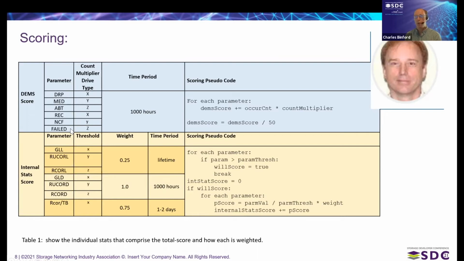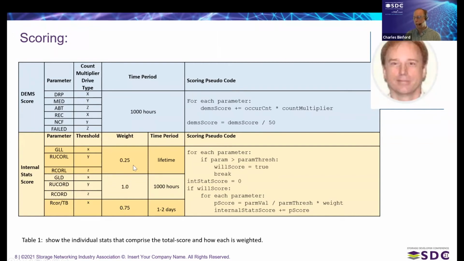And the parameters down on the internal stats, the yellowish color there, are the growth list, read unrecovered errors, and read recovered errors. And then there's kind of the same set of parameters, but looking at, instead of the lifetime values, which are the parameters that end in an L, the parameters that end in a D, for the 1,000-hour delta values, and then the recovered errors per terabyte at the bottom. And we have different weight values for those based on the time periods.